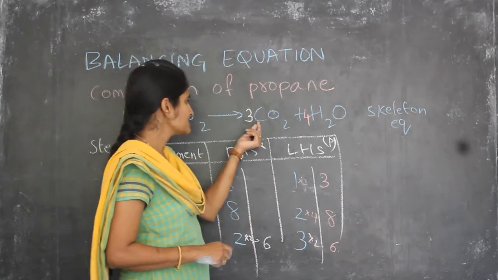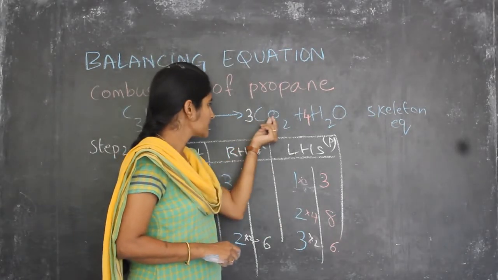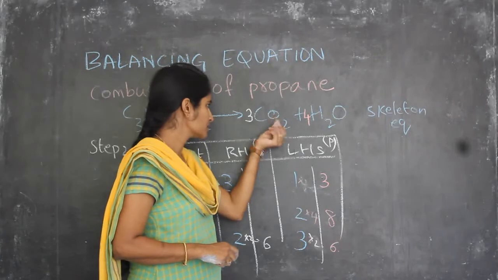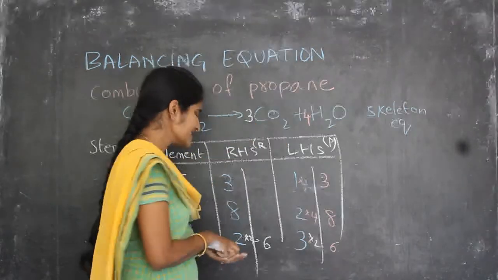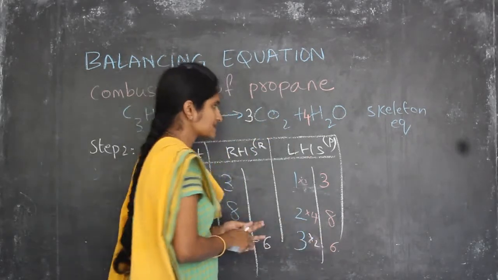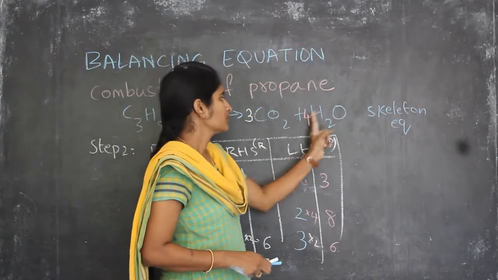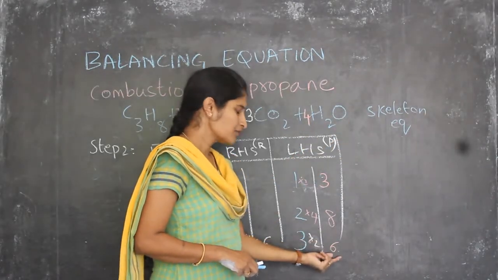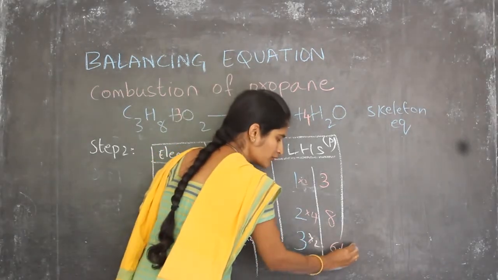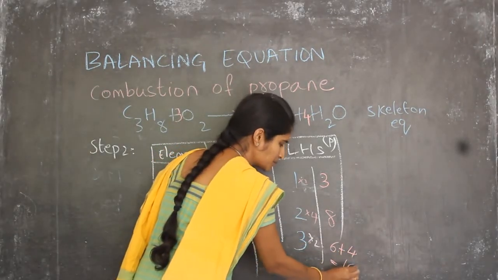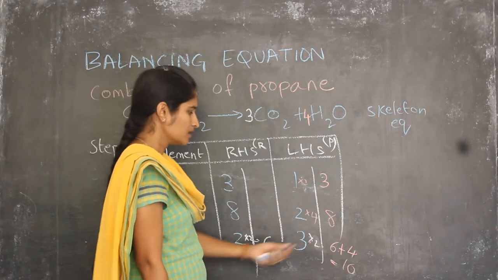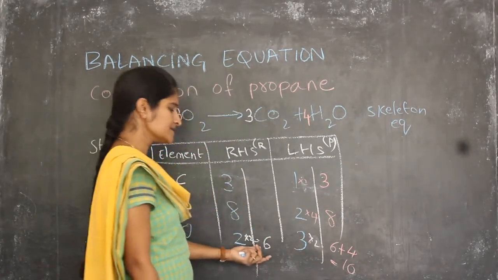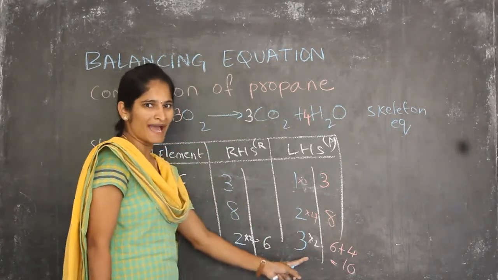See, on the left hand side I have 3 oxygens, that is 2 into 3. That means I have got 6. And again I have 4O, that is 4 into O, that is 4. That means 6 plus 4. How many have become? 10. Is it clear? So here it is 10, here it is 6. Again it is an imbalanced equation.